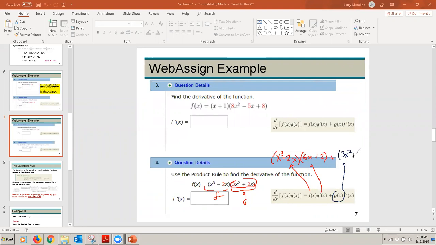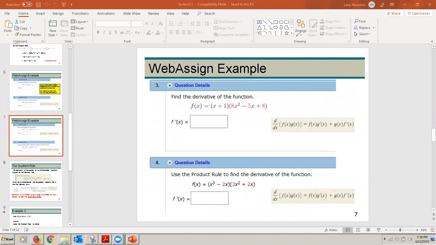And I have to multiply that times the derivative of f. The derivative of f is the derivative of x to the third minus 2x. That's 3x squared minus 2. And again, you can multiply these out using some algebra, combine like terms to get the final answer.